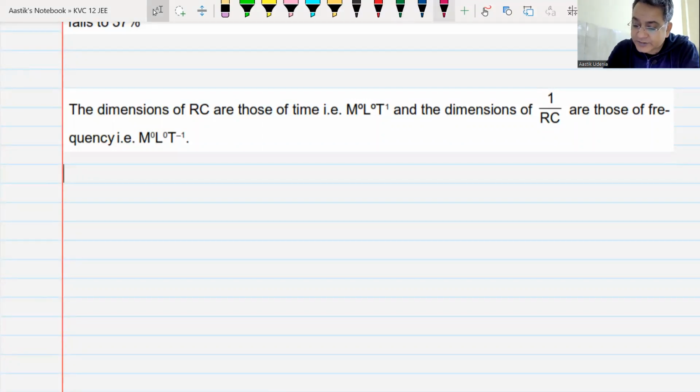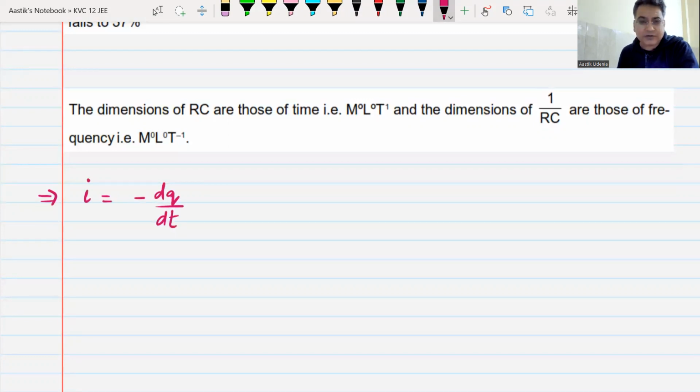Now, they can also ask you what the current in the circuit is at any time. Remember, the current in the circuit will be given as minus dq by dt, because the charge is falling, and therefore I have written minus dq by dt. If I find it out, it will come as E by R2, e to the power minus t by RC.